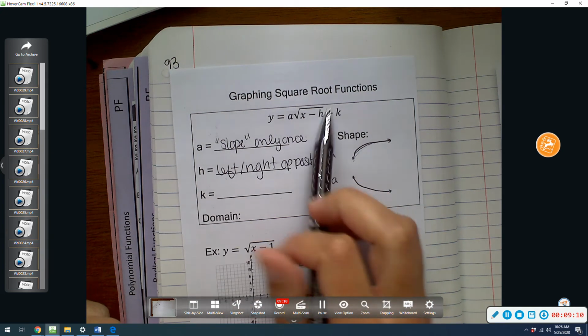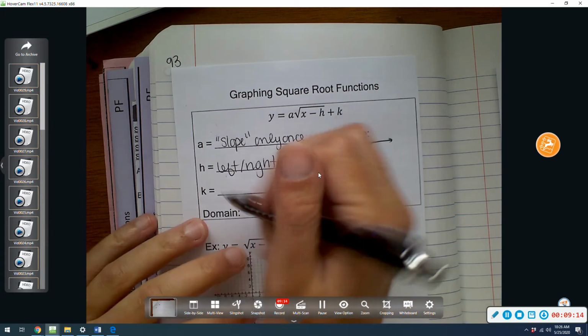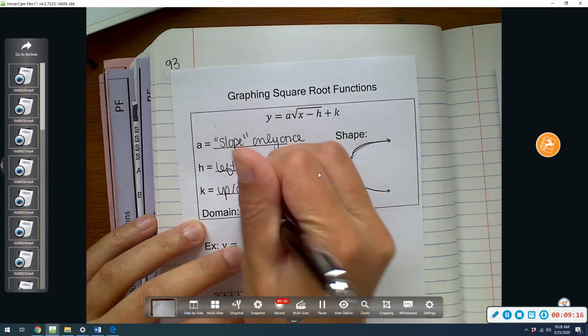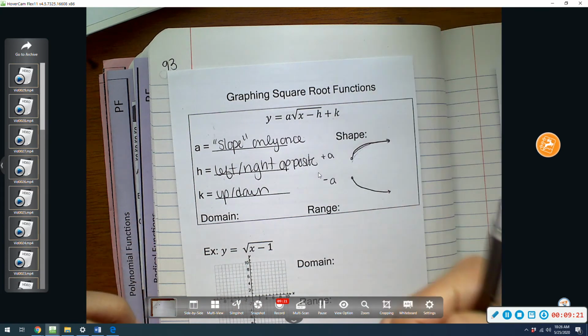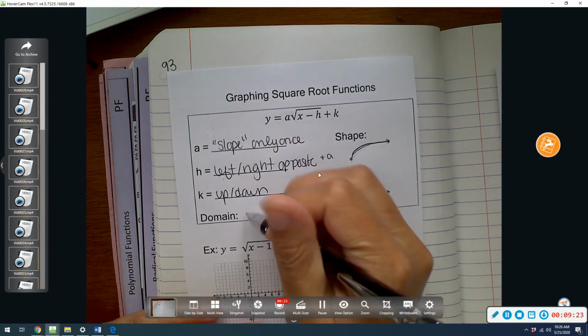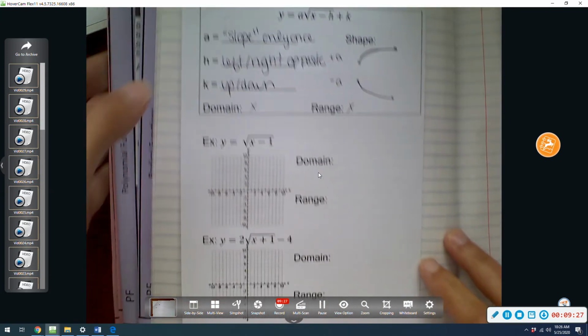And then K on the outside right there, if I add or subtract something outside, that was moving me up or down. And it did exactly what it said. Like if I saw a plus 3, I went up 3. If I saw a minus 2, I went down 2. And we don't have to worry about domain and range. That's okay. So 2 quick examples here.